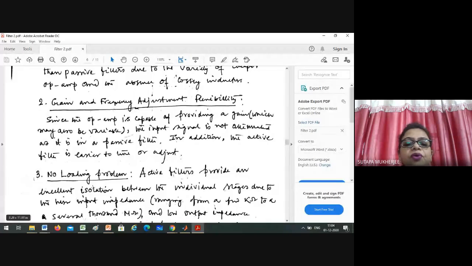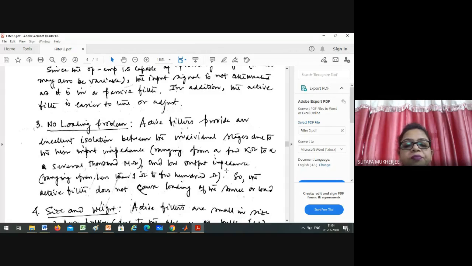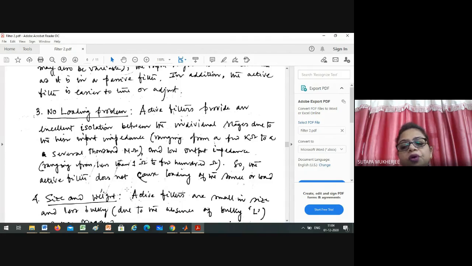Now come to no loading problem. Active filters provide an excellent isolation between the individual stages due to the high input impedance ranging from a few kilo ohm to several thousand mega ohm, and low output impedance ranging from less than 1 ohm to few hundred ohm. So the active filter does not cause loading of the source or load. So this is the third advantage, no loading problem in case of active filter.